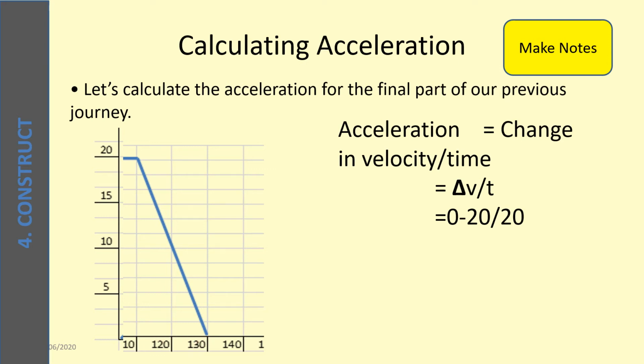So final velocity 0 minus initial velocity 20, divided by time 20. If you substitute your figures in, that gives you minus 20 over 20. Put that into your calculator, it gives you minus 1 meter per second squared. Now the fact that the acceleration is negative is nothing to worry about. It just signifies that it's a deceleration. The object is slowing down. And that should be obvious to you from the graph, because it starts at 20 meters per second and it ends at 0 meters per second. So it must be slowing down.